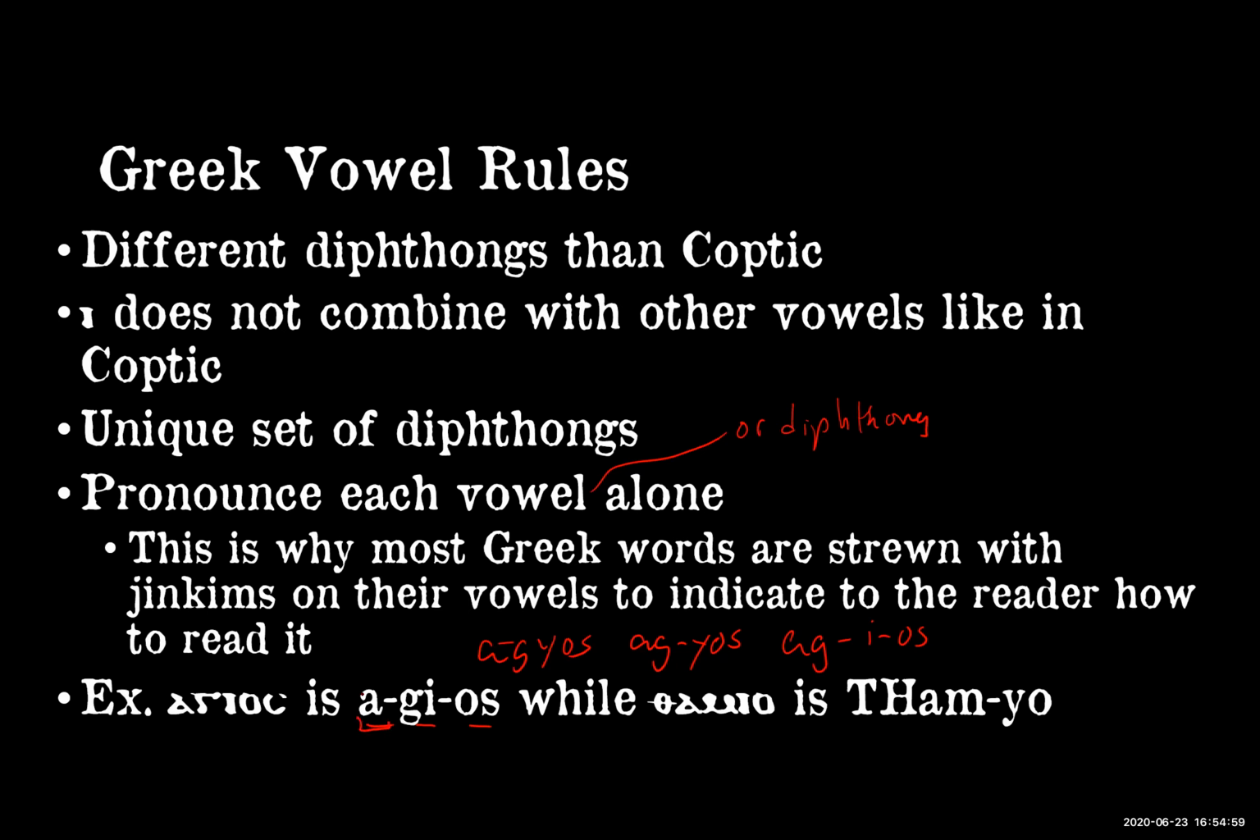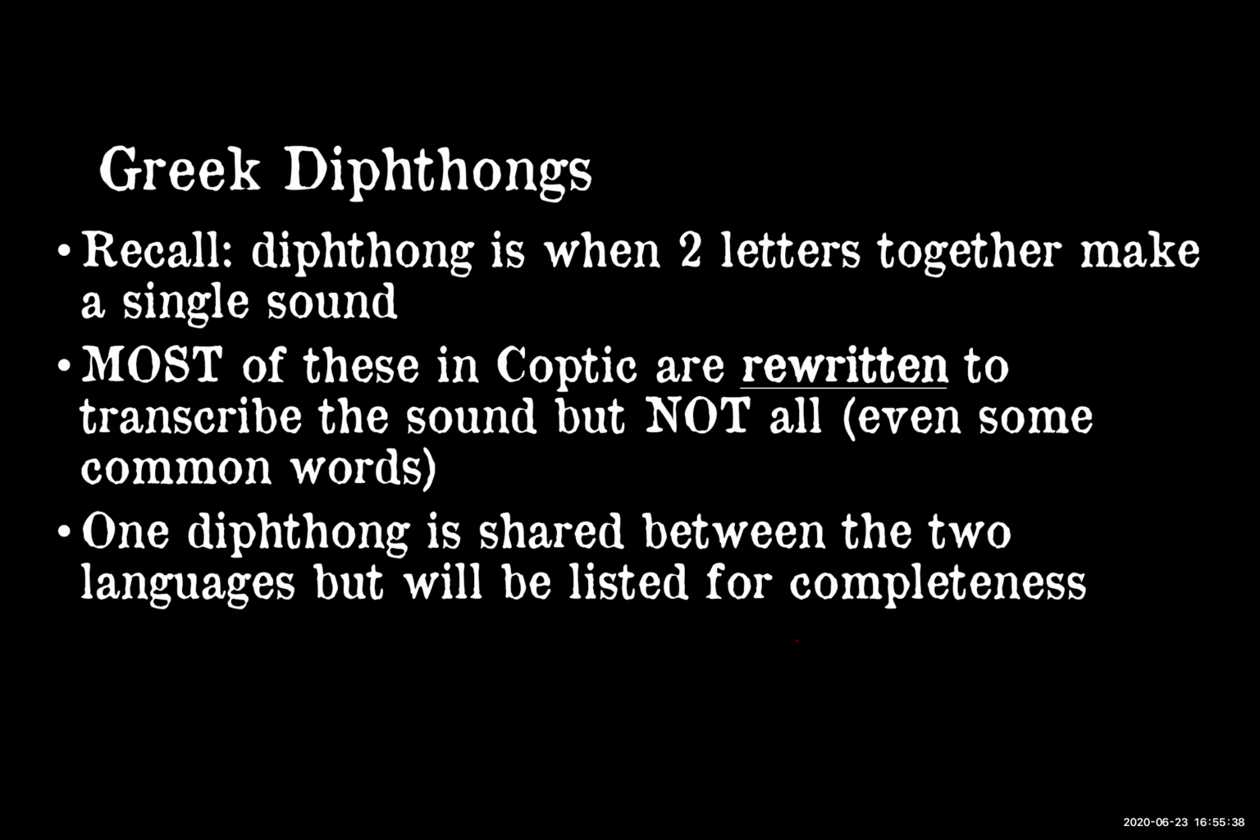So here, well, let me go to the Coptic. The alpha is pronounced by itself, and then these two do not combine. So it's agios, agios. But a Coptic word like here, thamyo, the iota combines, because if it's a Greek word, whatever. So the iota here combines with the o, and it becomes io. Thamyo. Agios, thamyo.